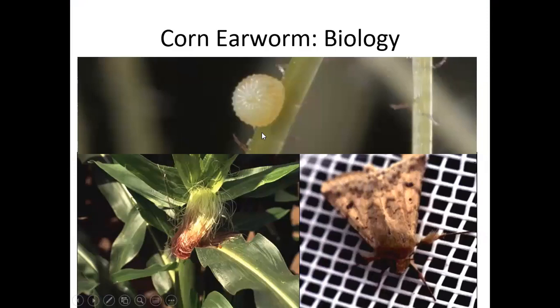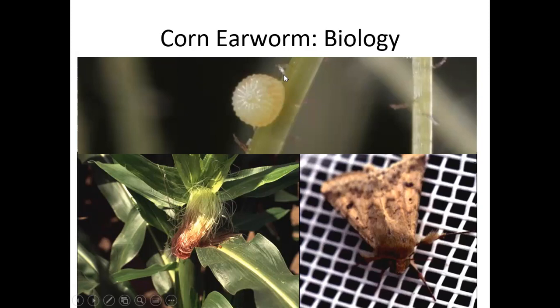The eggs themselves are very small. They're laid singly and they're perfectly spherical. And as you can see, they're slightly ribbed. The diameter of that egg there is about the same diameter as the silk on which it has been laid. So for that reason, they are very hard to scout for.